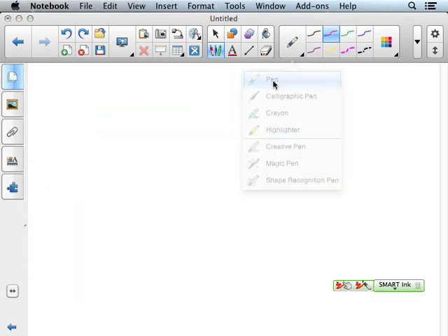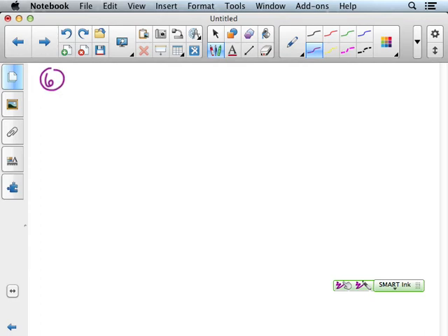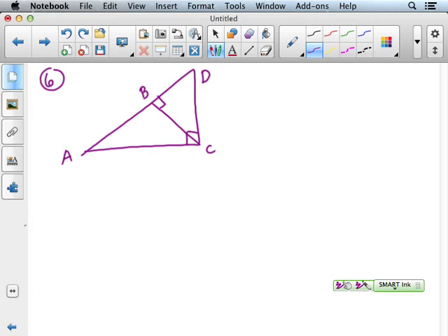Okay, number 6. Number 6 says find the perimeter of triangle ABC. So here's triangle ABC. And they tell us that this whole thing is 20, and that this is 12.